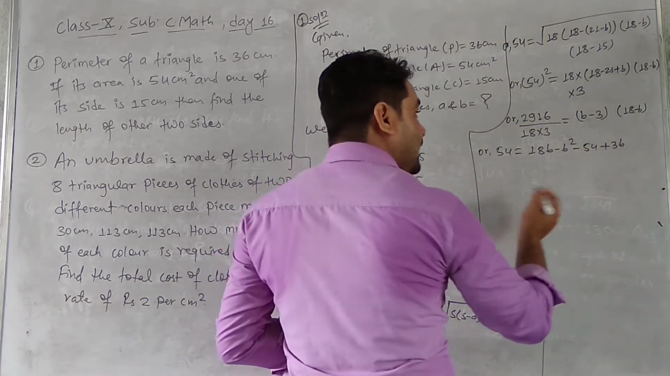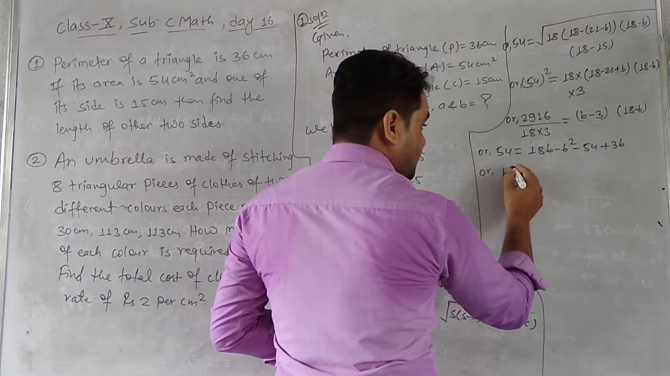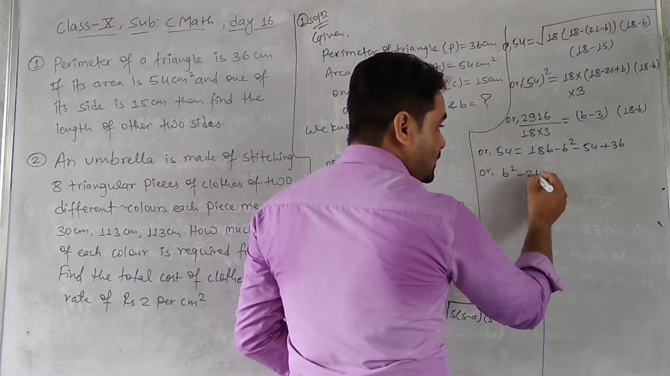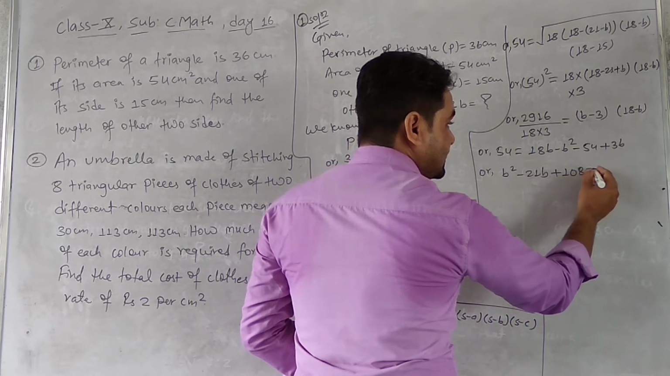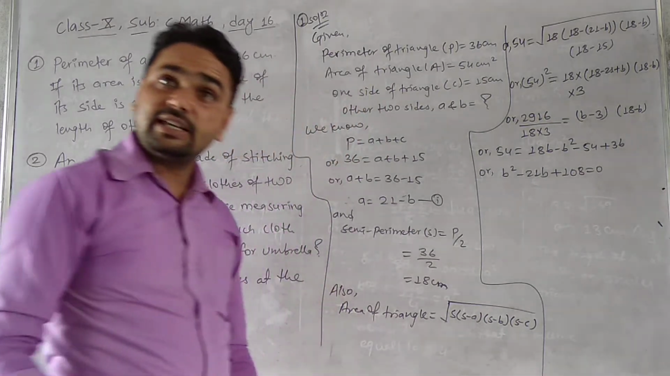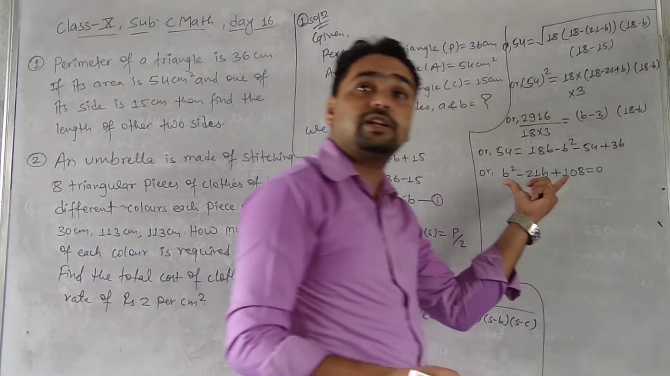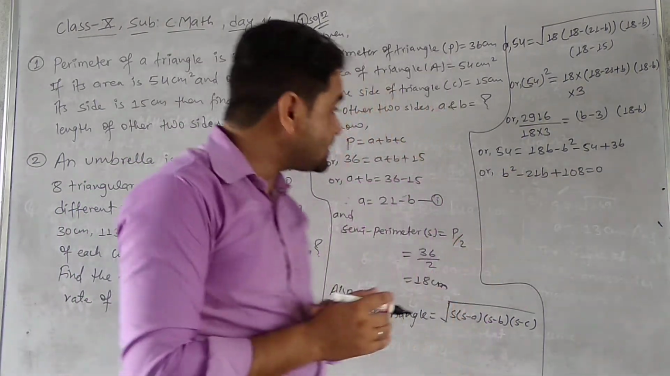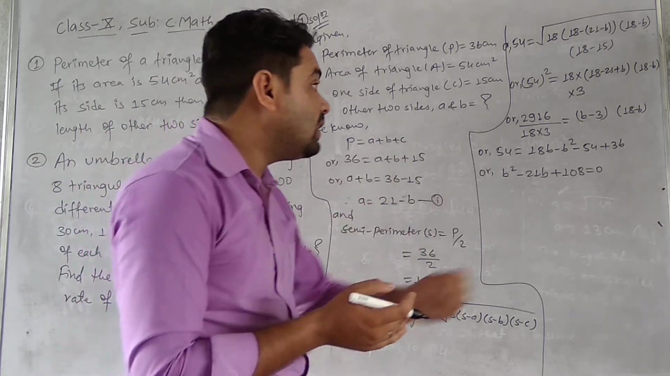Now let's bring all the terms to this side. So we get what? b square minus 21b plus 108 equals to 0. This is in the form of a quadratic equation, and we are going to find the value of b from there. Yes, and then let's factorize by the factorization method.